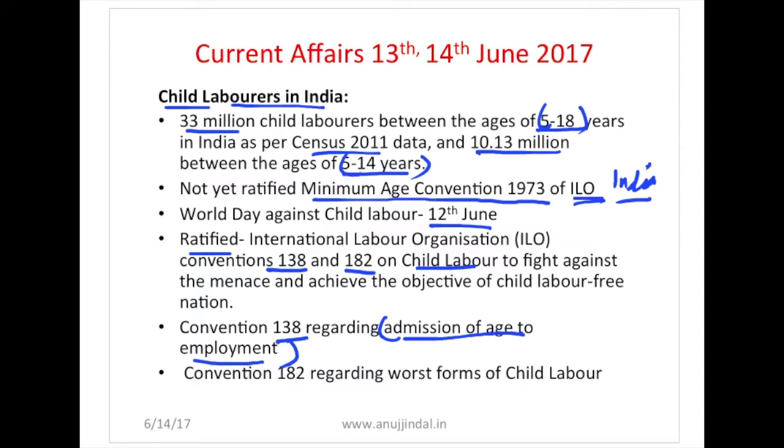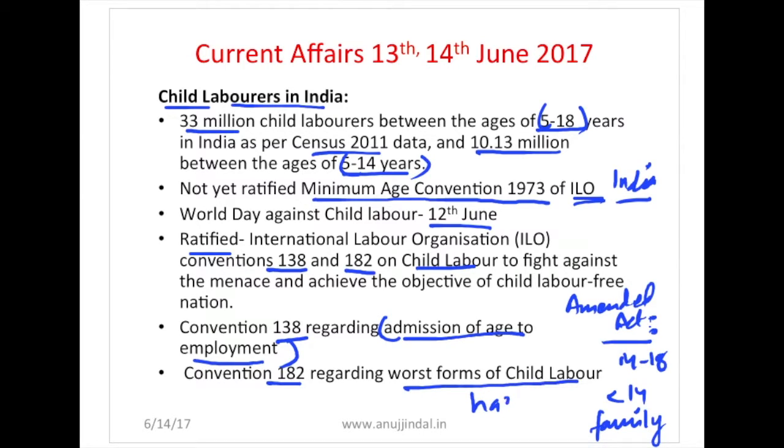So what is the age after which a child can be employed in a country is considered under Convention 138. In India, as per the amended act, we'll be talking about that in the next slide, India has said that from 14 to 18 years, children can be employed, but below 14 years, children can be employed only for family businesses and nothing else. Convention 182 is regarding worst forms of child labor or child labor in hazardous industries. So it's important to remember these two conventions. They can be asked directly or indirectly in RBI exam.